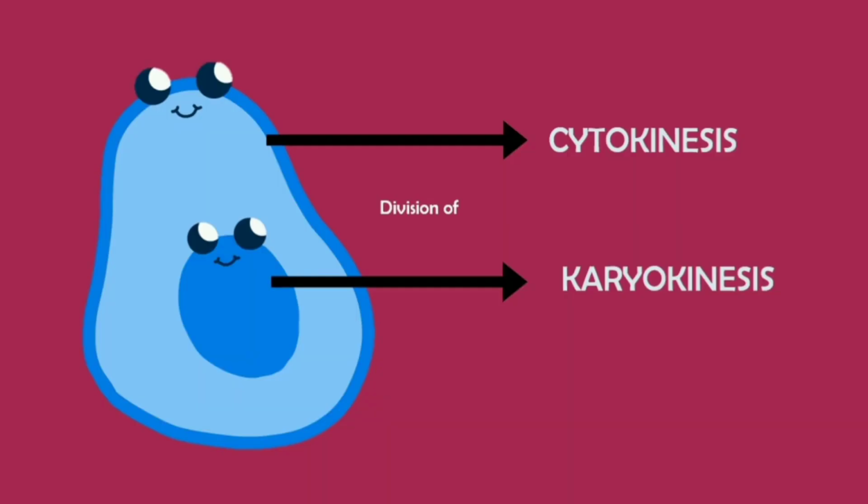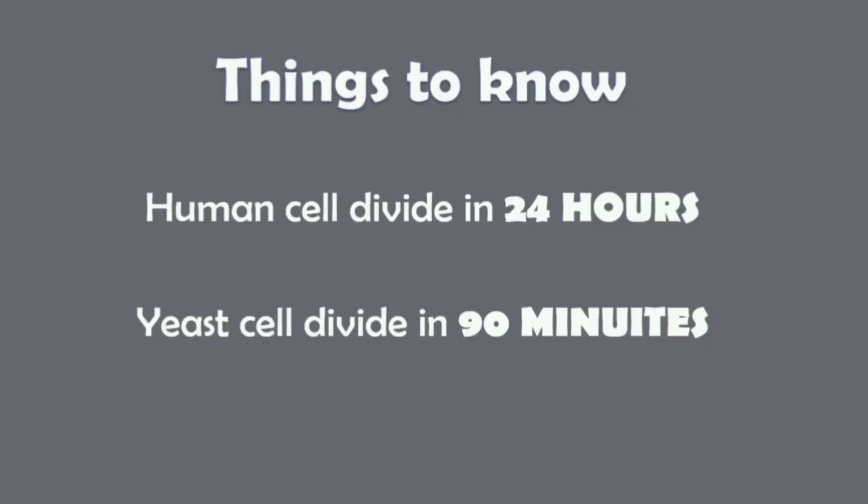Let's discuss some terminologies for cell division. Division of cytoplasm is known as cytokinesis and division of the nucleus is known as karyokinesis. Things to know before we start the main topic: a human cell divides in 24 hours and a yeast cell divides in 90 minutes.